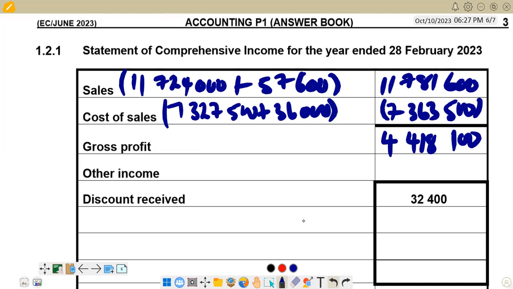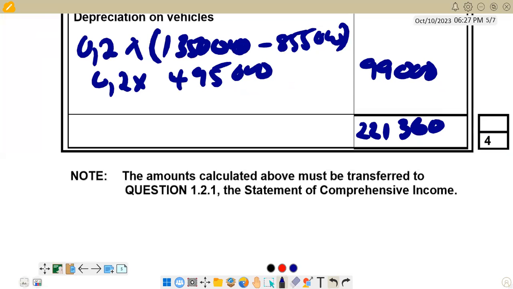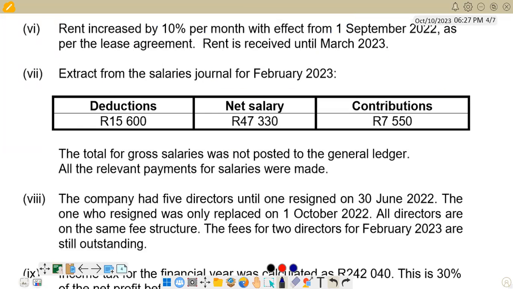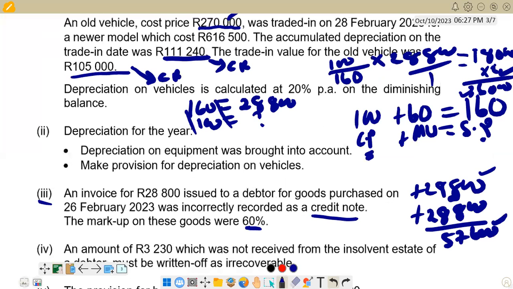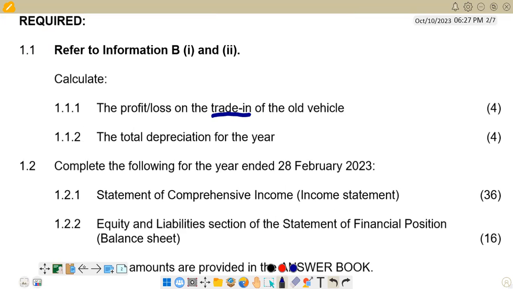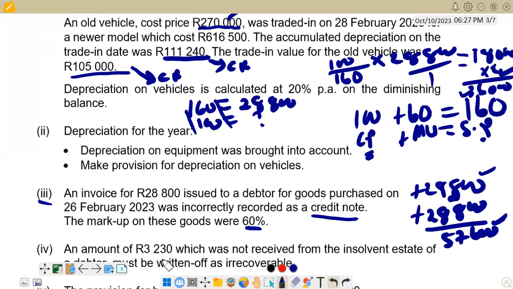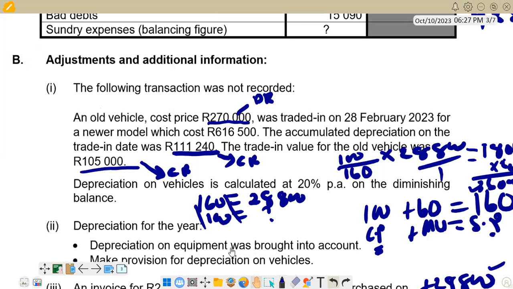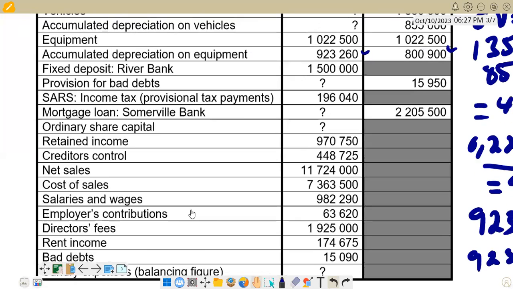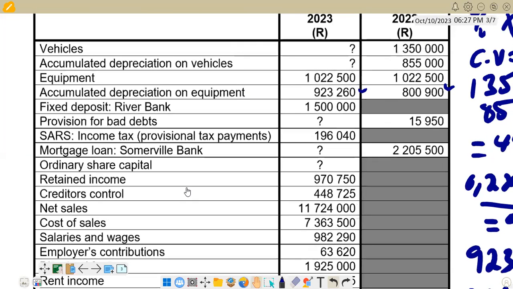Then you go to the other income section. So the amount received is already entered. Then we are going to look for other income that we have in the question. So if you go back to the question there, we go back to the list of balances that we are given to check what other income we have in the question. If you start from the top, we go down trying to look for income that we have in the question.